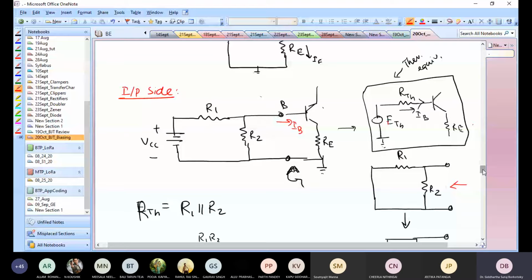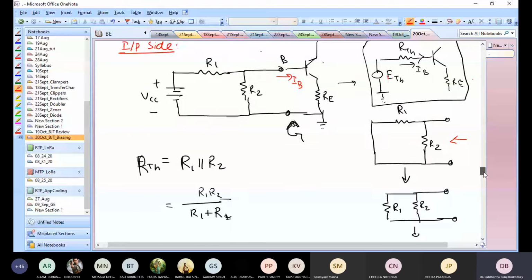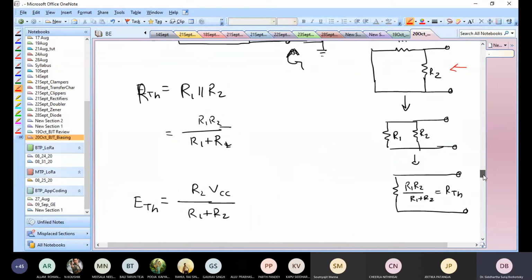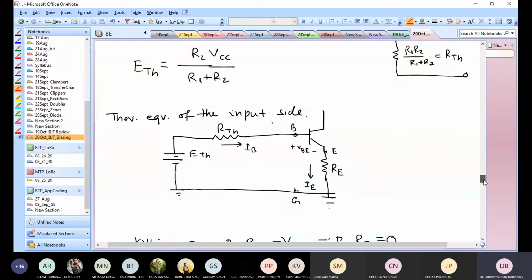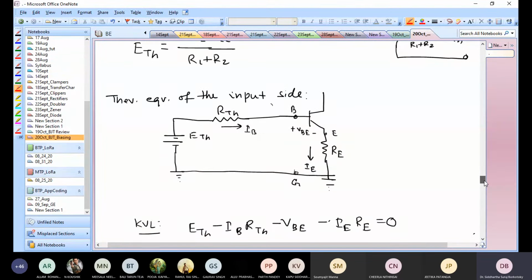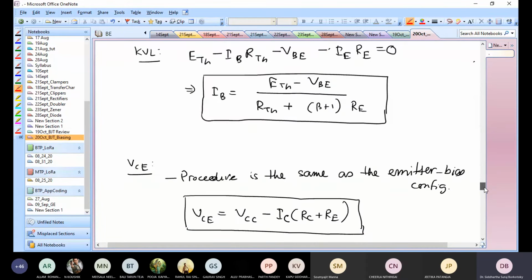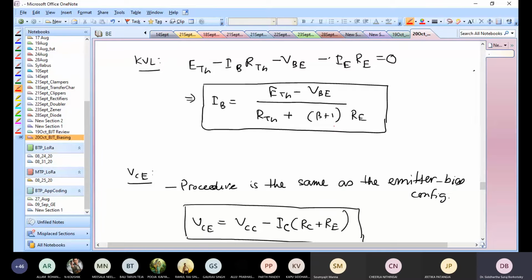So again, this was just done using the Thevenin equivalent. We found that the Thevenin resistance is R1 R2 by R1 plus R2, and the Thevenin voltage is R2 VCC by R1 plus R2. So now I can draw the Thevenin equivalent of the input side. Once I draw it, I found that IB, the base current, is ETH, the Thevenin voltage, minus VBE divided by RTH plus beta plus 1 RE, a form very similar to the emitter bias form.